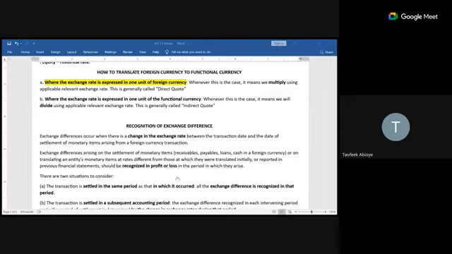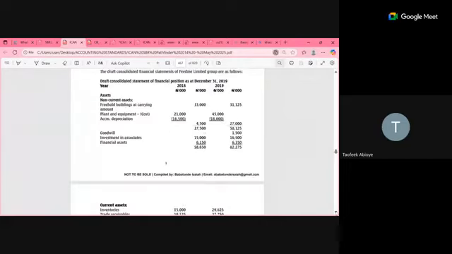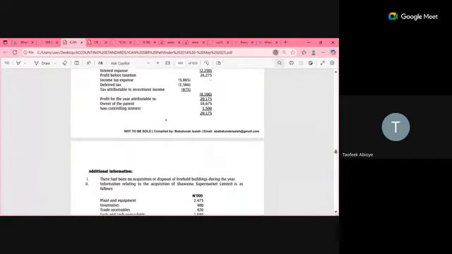Because that one is with dollars. That one is with $1. They already said it's $1. It is not 1 naira. Okay, we don't have an issue again. Let's move on.